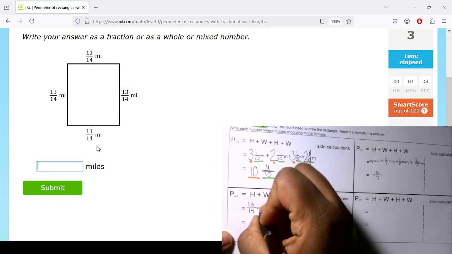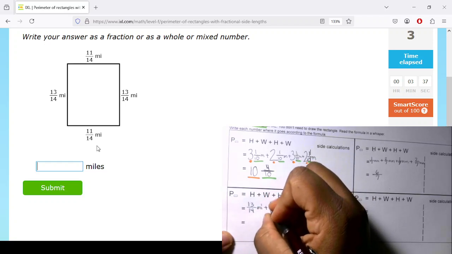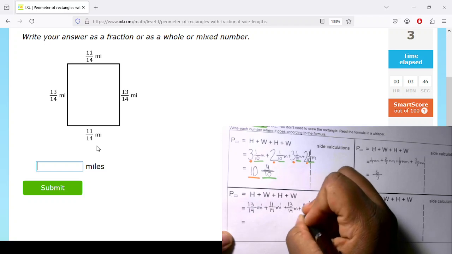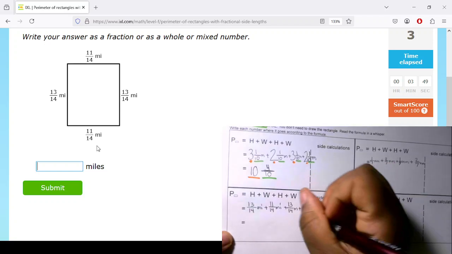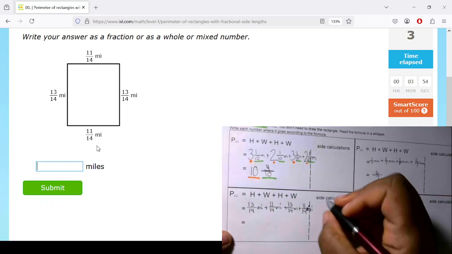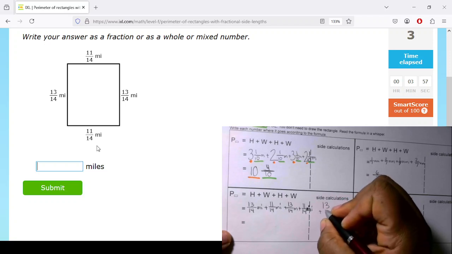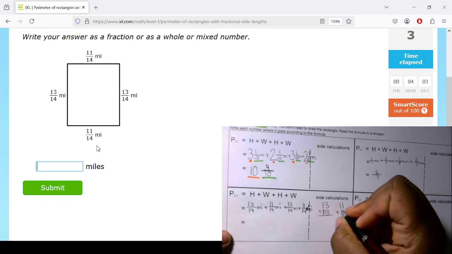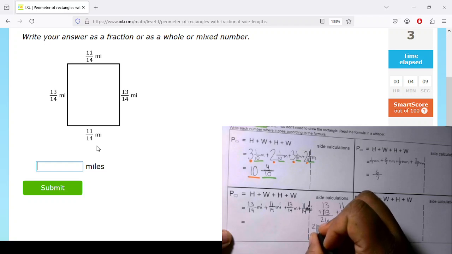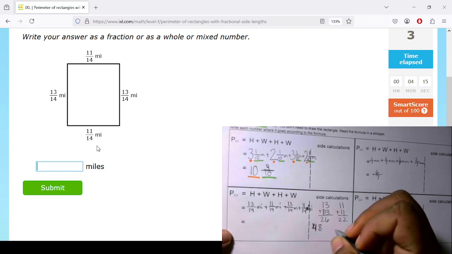13/14 of a mile plus 11/14 of a mile plus 13/14 of a mile plus 11/14 of a mile. Okay. 13 plus 11, I'm going to do as a side calculation. Well, I'm going to just do 13 plus 13 and 11 plus 11. There's 26, there's 22. 26 plus 22 is going to be 48.